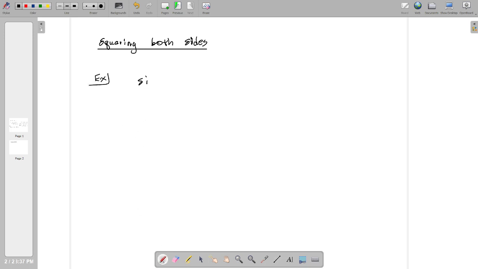Let's say that we have sine of x minus cosine of x is equal to 1. Okay, well, there is no identity that I can use because we have sine of x and cosine of x. We don't have sine squared and cosine squared.